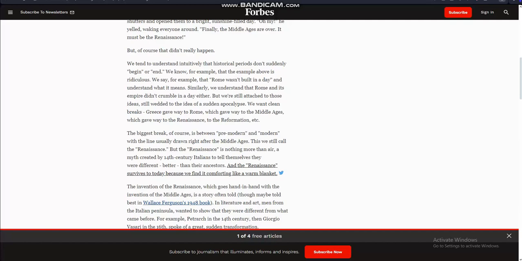But it continues here. The biggest break, of course, is between pre-modern and modern, with the line usually drawn right after the Middle Ages. This we still call the Renaissance, but the Renaissance is nothing more than air, a myth created by the 14th century Italians to tell themselves they were different, better than their ancestors. And the Renaissance serves today because we find it comforting, like a warm blanket. So, and I'll put this in the description, of course, if you guys want to continue on with this.